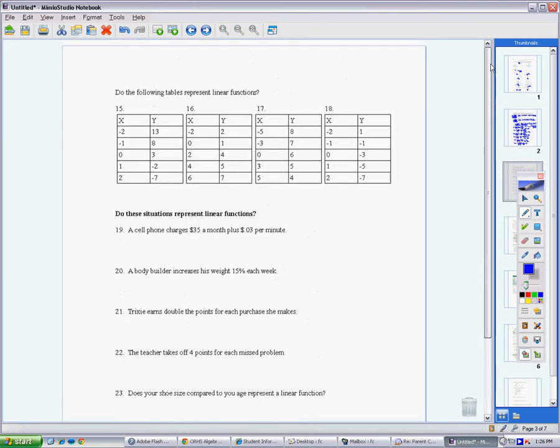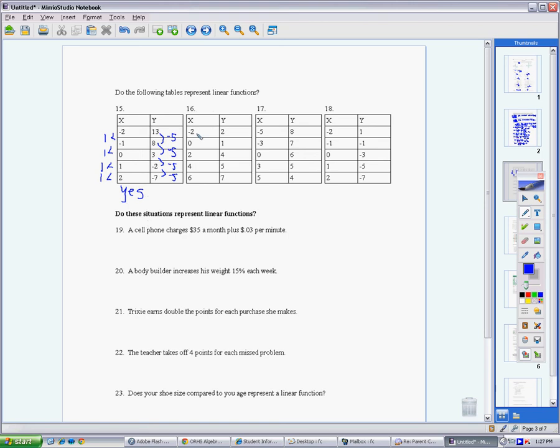Okay, do the following tables represent linear functions? Okay, so I want to check and see if they have a constant rate of change. So this goes up by 1, this goes up by 1, these go up by 1, so that's a promising look. They need to go up by the same amount. Now I need to check my y's. That goes down by 5, that goes down by 5, that goes down by 5, that goes down by 5. So Table 15 is a yes, it is a linear function.